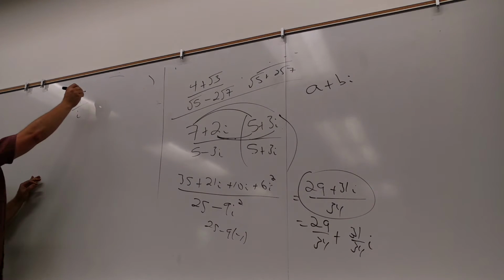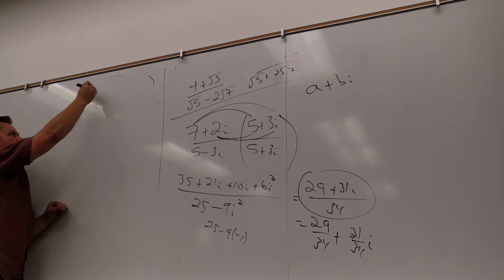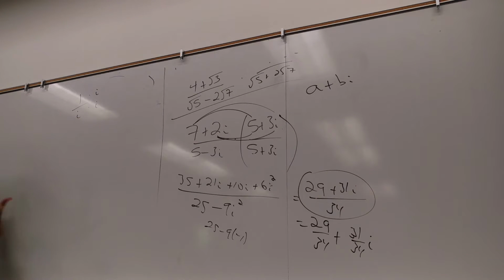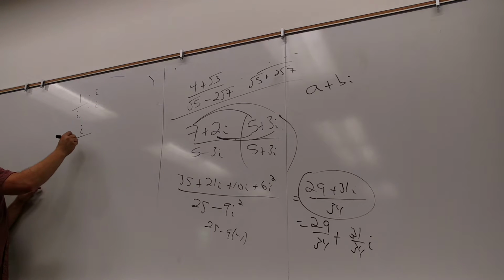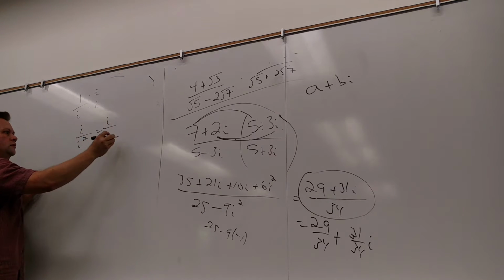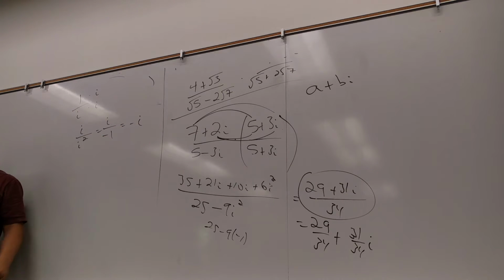Well, you can multiply by negative i. If there's just one term, multiply by itself. So I get i over i squared. What's i squared? Negative 1. So 1 divided by i is negative i.